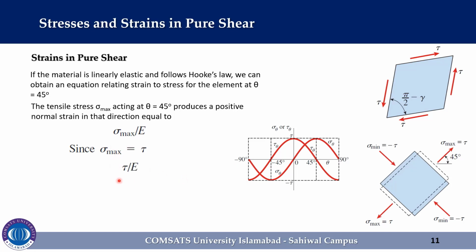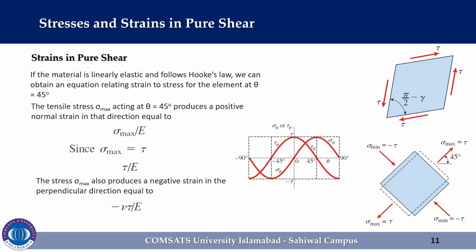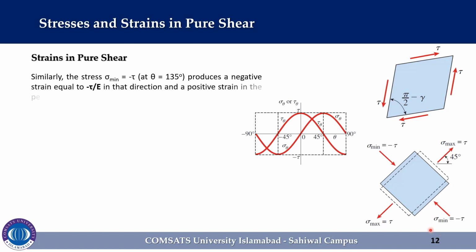The stress sigma max also produces a negative strain in the perpendicular direction equal to minus nu tau over E, where nu is Poisson's ratio. Similarly, the minimum stress, symbolized with sigma min, is equal to minus tau. The minimum stress, at an angle of 135 degrees, produces a negative strain equal to minus tau over E in that direction, and a positive strain in the perpendicular direction at 45 degrees that is equal to nu tau over E.